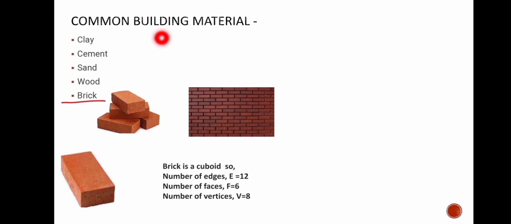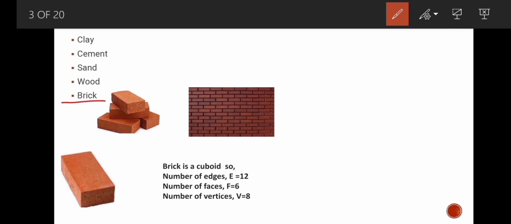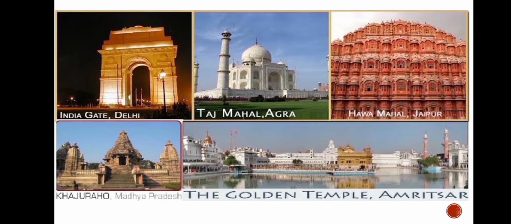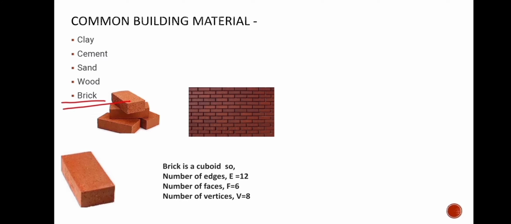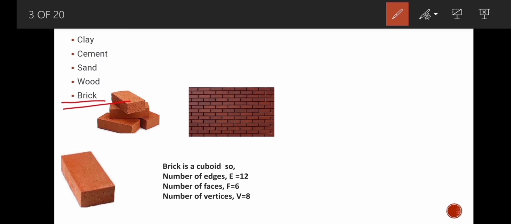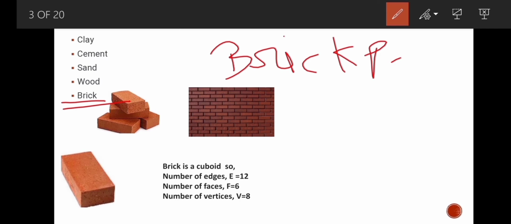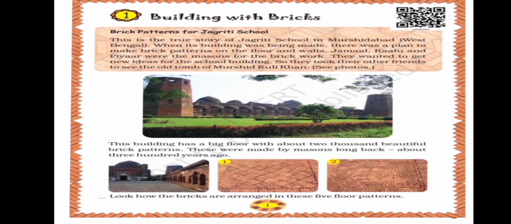Yes, here some common materials are given like clay, cement, sand, wood, brick, etc. In this chapter, we will discuss brick. Also, have you noticed that these buildings follow some definite pattern? Okay, so in this chapter, we will also discuss the brick pattern. Right?